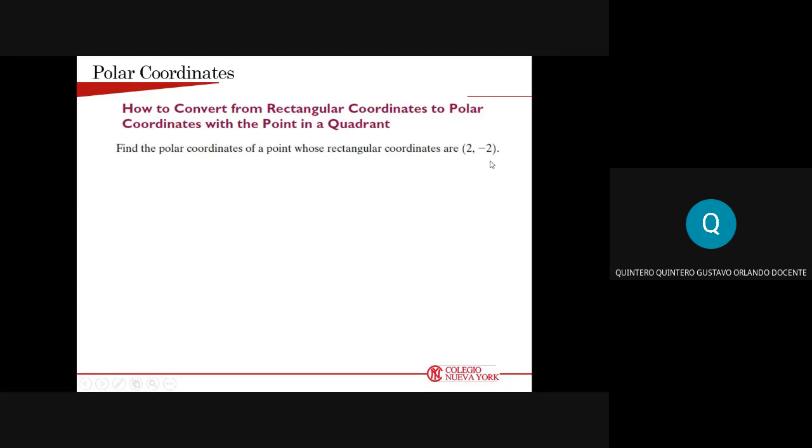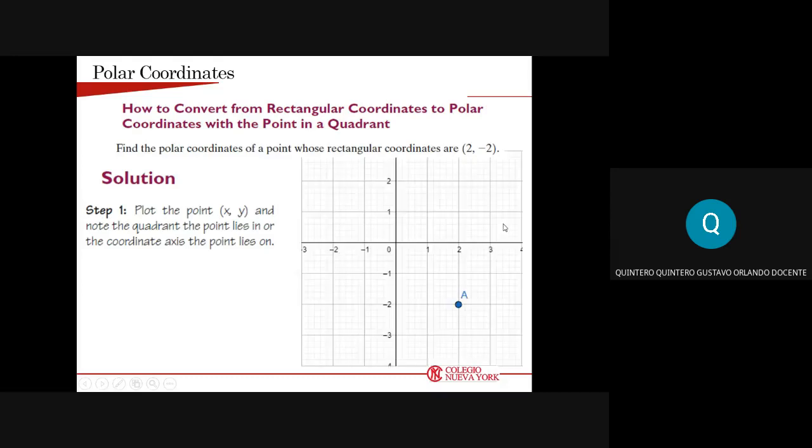But let's take a look at this example now. Find the polar coordinates of a point whose rectangular coordinates are 2, -2. As usual, step number 1, plot the point. So we take our Cartesian plane, and we plot the point. This is x and this is y. 2 for x, negative 2 for y. There it is. That's the point.